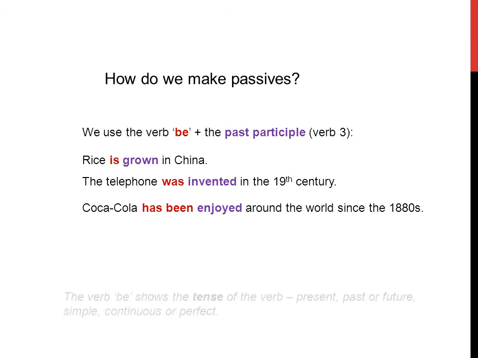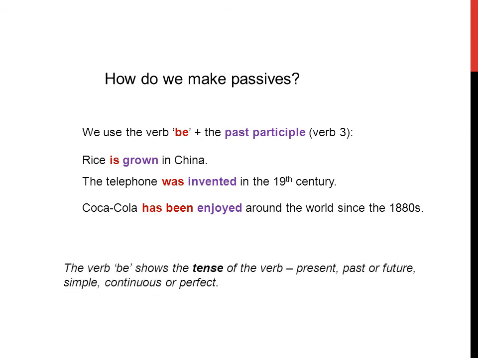Coca-Cola has been enjoyed around the world since the 1880s. So the verb be shows the tense and actually the aspect of the verb. So it shows if it's present, past or future, or if it's simple, continuous or perfect.